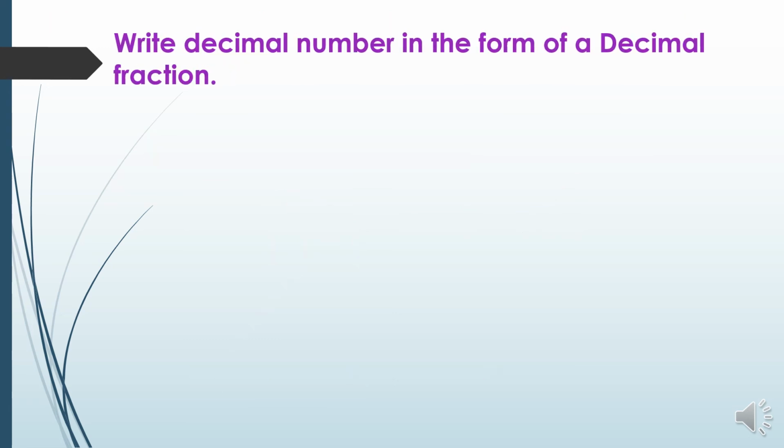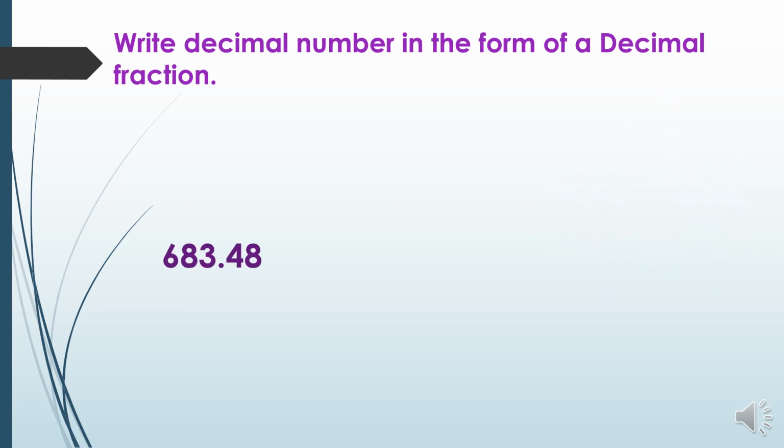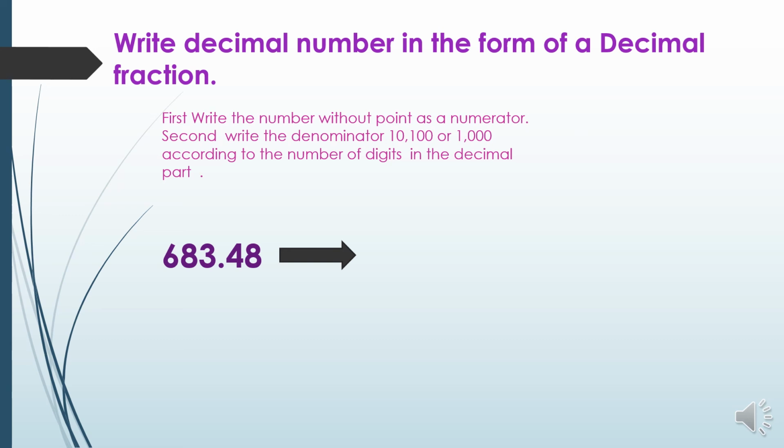Now the inverse. Write a decimal number in the form of a decimal fraction. Remember, a decimal fraction means a fraction with denominator 10, 100, 1000, 10,000 and so on. Then I have the decimal number and I want the decimal fraction. How can we make it? Please pay attention. First, write the number without the point as a numerator. Second, write the denominator 10, 100 or 1000 according to the number of digits in the decimal part.